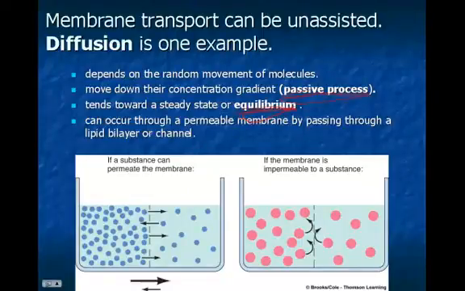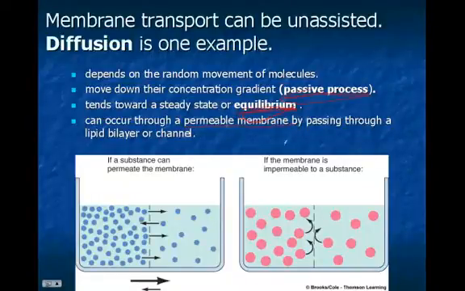And diffusion can occur right across our permeable membrane. Our cell membrane is what we call a semi-permeable membrane. What that means is that it's going to allow some things to pass through the membrane and some things will not. So there are certain substances that can diffuse by passing right through that lipid bilayer.